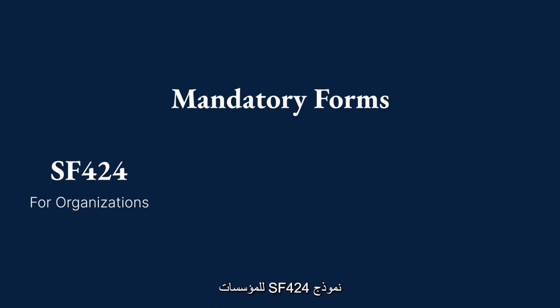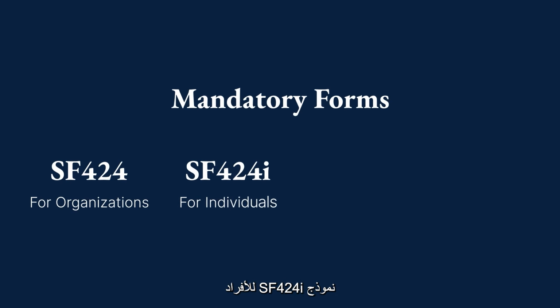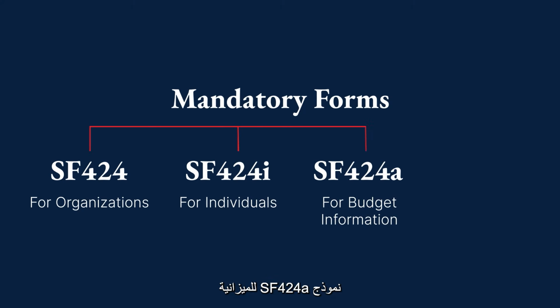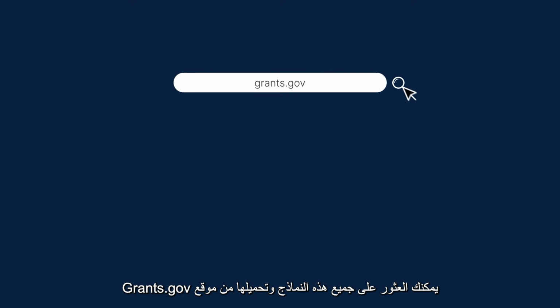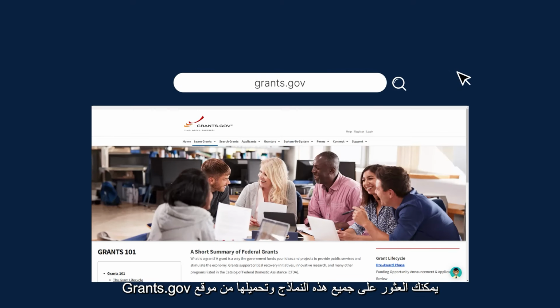SF-424 for organizations, and SF-424I for individuals, the SF-424A for budget information, and the SF-424B for assurances the grantee will comply with. All these forms can be found and downloaded from grants.gov.